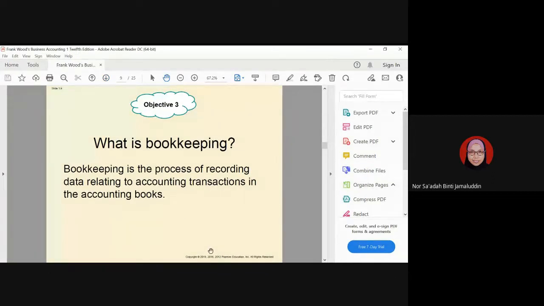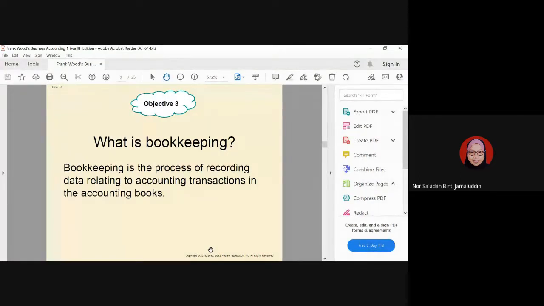All right, we go to objective number 3. What is bookkeeping? Bookkeeping is the process of recording data relating to accounting transactions in the accounting books. If the question asks you to explain what bookkeeping is, the important words that you must include are "in the accounting books."